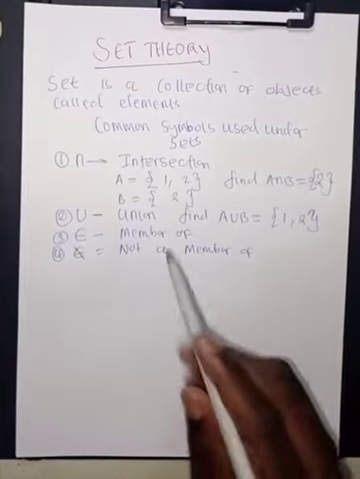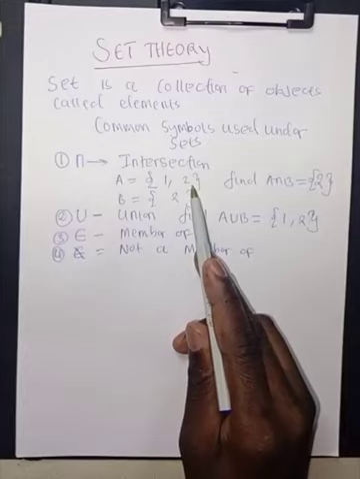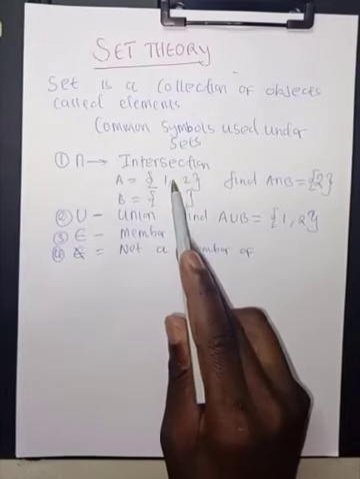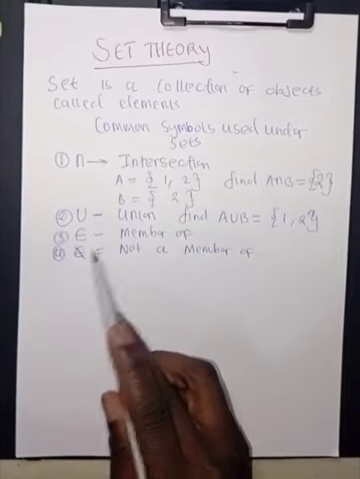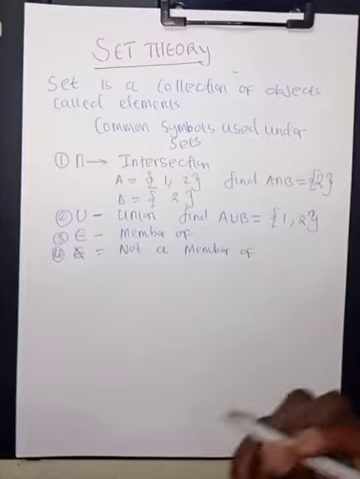For example, we have 1 and 2. 1 and 2 are the members of set A. Again, 2 is a member of set B. But we can say that 1 is not a member of set B. Meaning this symbol can be used to describe 1, because 1 in this case is not a member of set B.